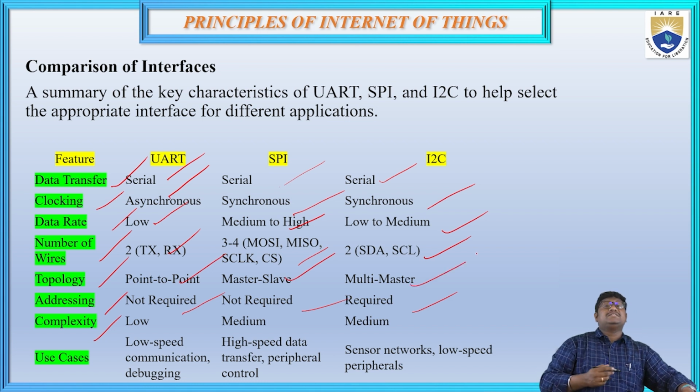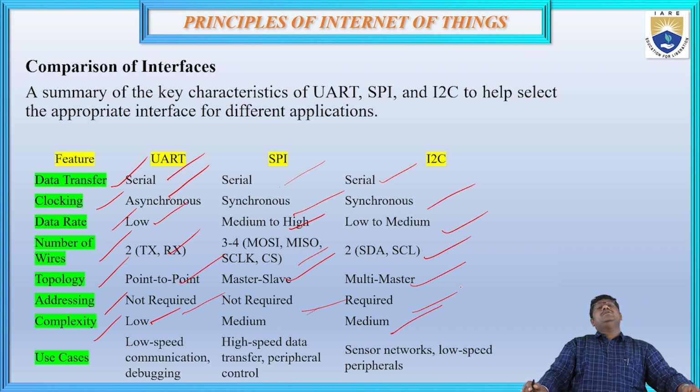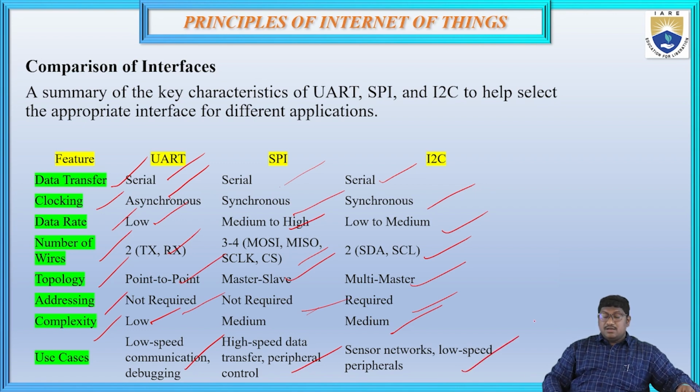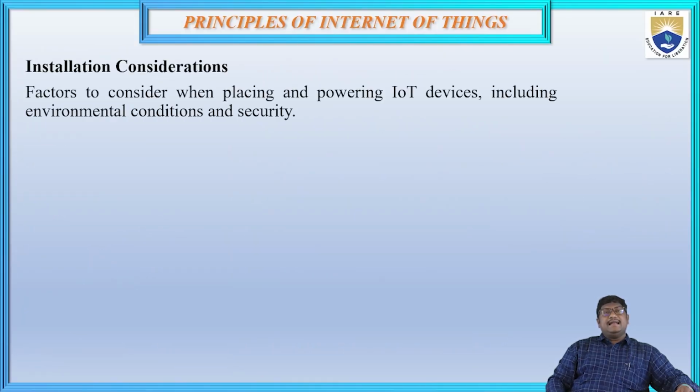And coming to complexity, it was very low for UART, and coming to SPI, it was medium, coming to I2C, it was medium. What are the use cases? In the use cases, low speed communication and debugging for UART, and coming to SPI, high speed data transfer and peripheral control, and coming to I2C, sensor networks which use low speed peripherals. These are the comparisons of UART, SPI and I2C.